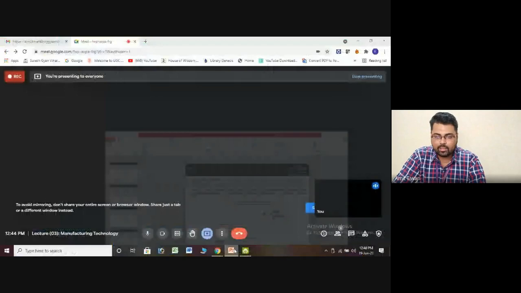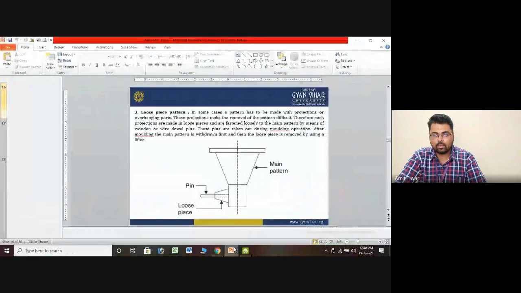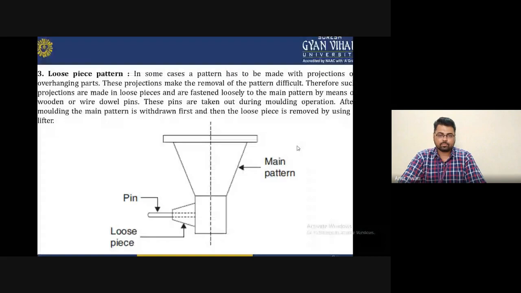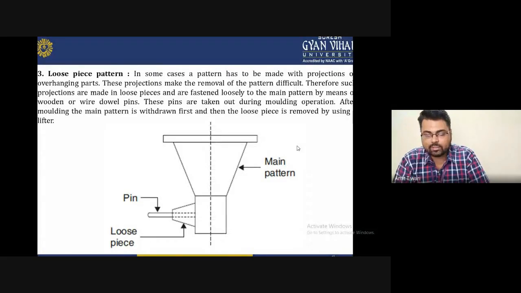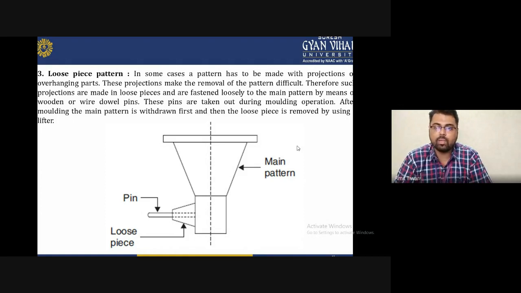Third is the loose piece pattern. In some cases a pattern is made up of projections and overhanging parts. This type of part is useful for the loose piece pattern, since the removal of the pattern can be difficult. Therefore this type is used for fast production of a particular piece. These pins are taken out during the molding operation, withdrawn first, and then the loose pieces are removed using the filler.